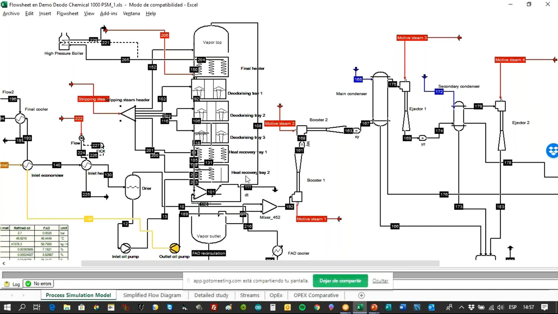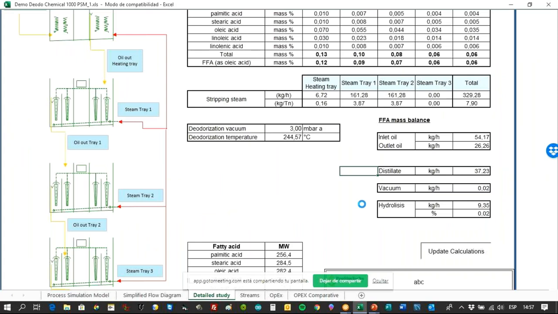Okay. I was fast. I'm going to update the calculation now, but this was good, okay? Because let us now check what happens related to this number, considering that we are injecting the stripping steam to the three deodorization trays. I think that now we are going to get 0.05% FFA content in the deodorized oil, I hope. At least that was the number I was getting when I was doing the calculations prior to this presentation.